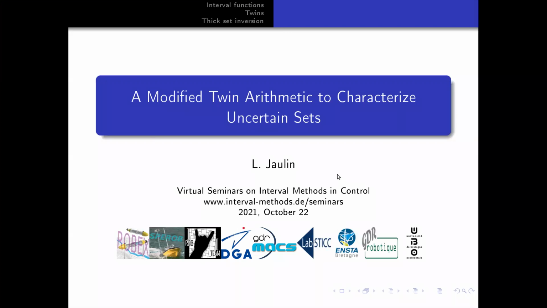It's my great pleasure to introduce Luc Jaulin today. Luc Jaulin is a professor in robotics at the ENSTA Bretagne in Brest in France. And in fact, he's the first speaker who's giving a second talk in our seminar series. But today's subject is something more or less totally different from what he presented in the very first talk. And today he'll talk about a modified twin arithmetic to characterize uncertain sets. Luc, the floor is yours today.